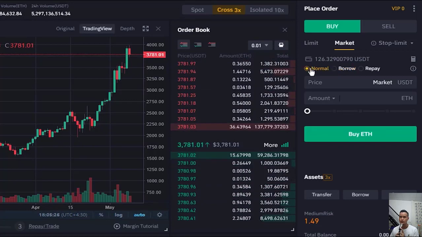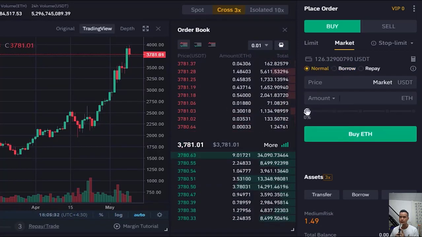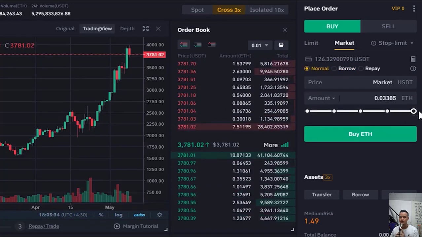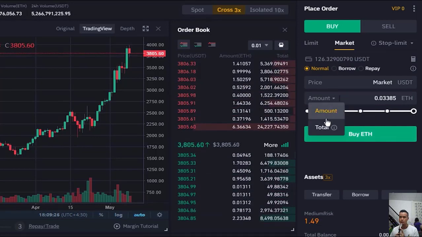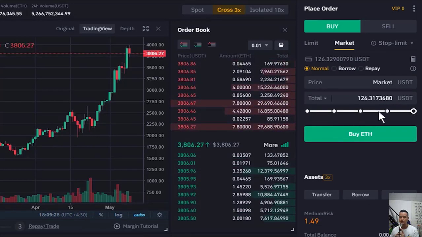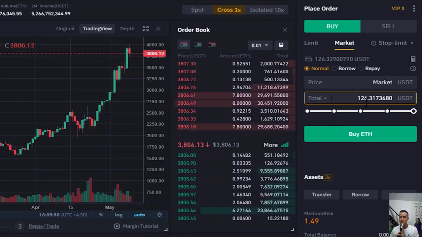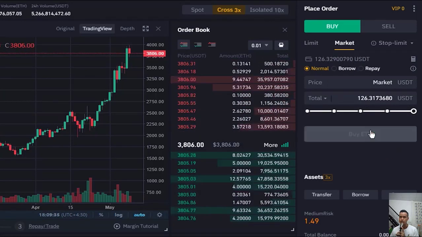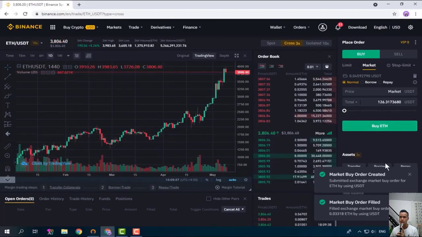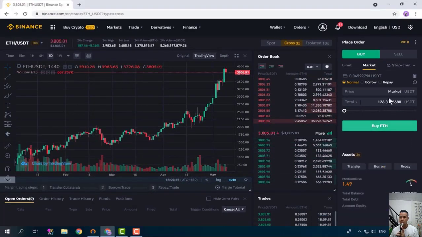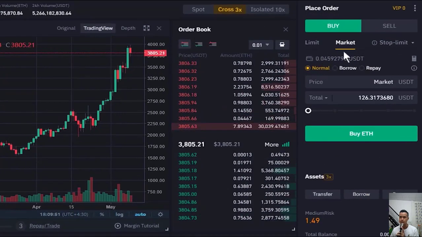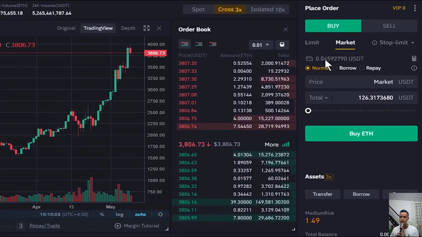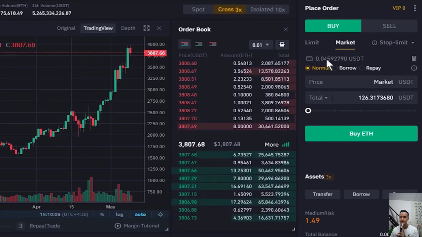Let's select normal. And we want to buy with 100% of our available USDT. You can also see the total amount here by clicking on this. It's 126, 100% of our available USDT. We click on buy ETH and order created successfully. And as you can see here, we don't have any USDT available for trading. It's just a very small amount, less than $1.